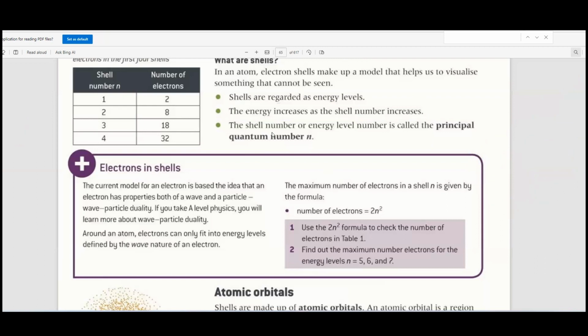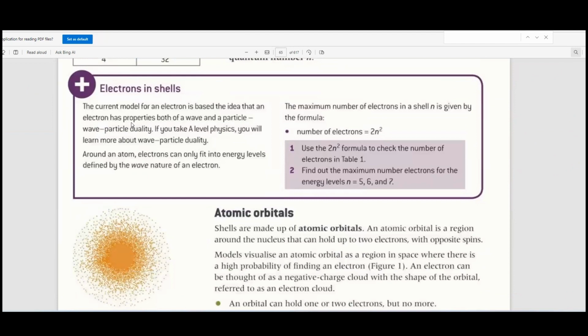All right. The shell number or energy level number is called the principal quantum number. I think we went through this as well. Do we need to go through these small notes? Electrons in shells. If it's A level stuff, then we'll go through it. So let's just go through it quickly.